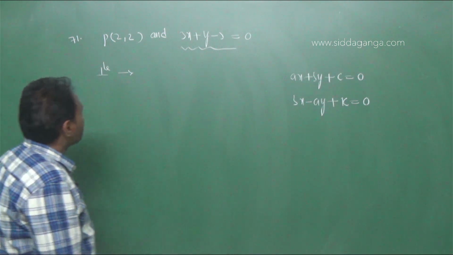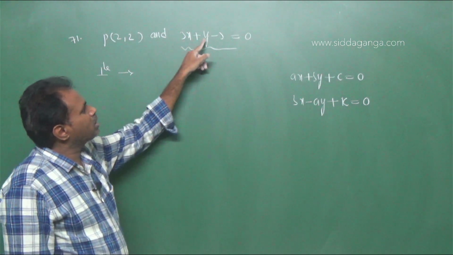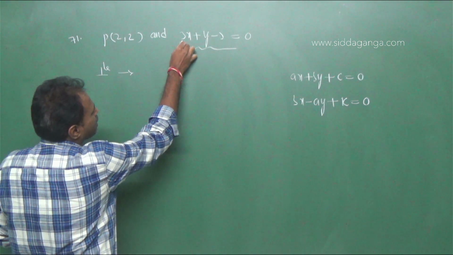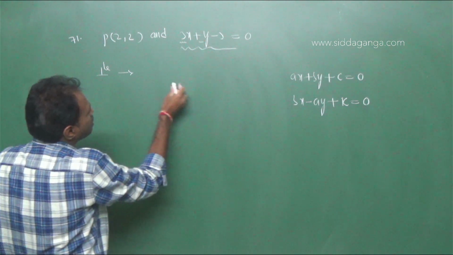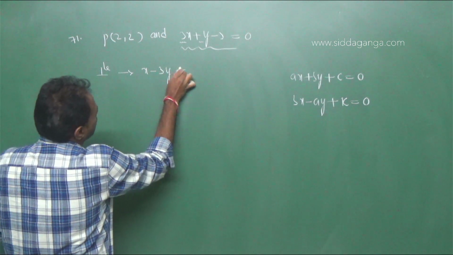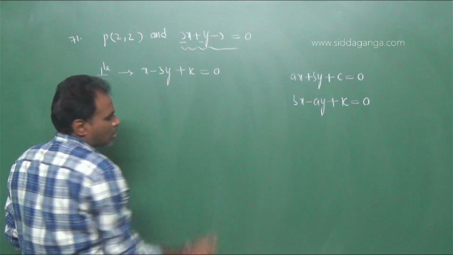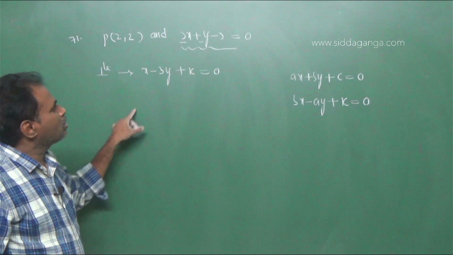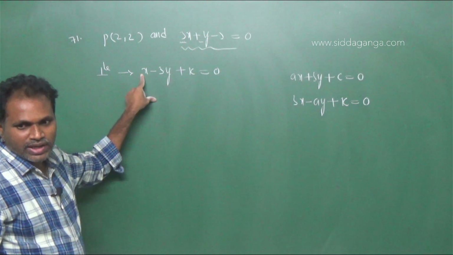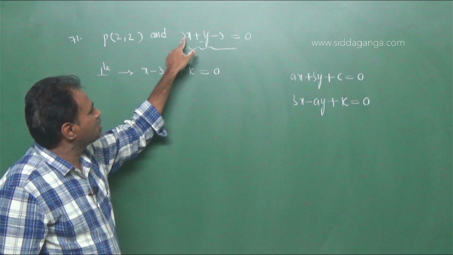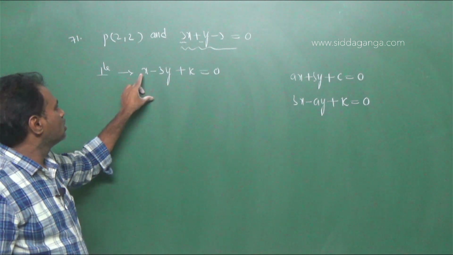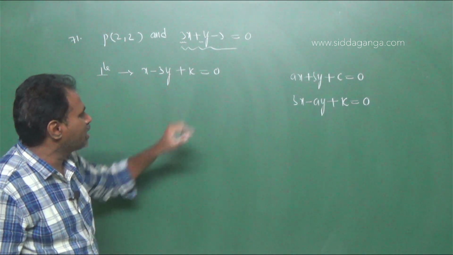Now a line which is perpendicular to 3x plus y minus 3 equal to 0: here the x coefficient is 3 and the y coefficient is 1. Therefore, 1 into x, and 3 into y, but you have to change the sign, that is minus. Therefore, x minus 3y plus k equal to 0.